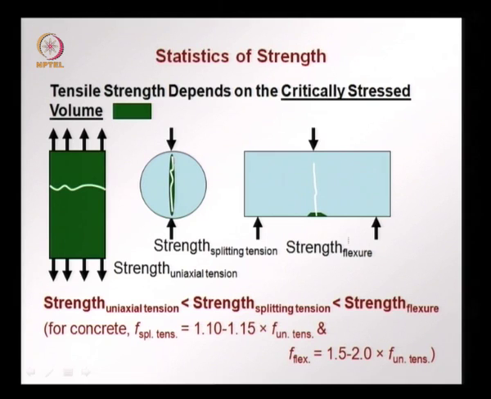So, what we find is this case will give the highest strength, because the critically stressed volume is the least, followed by this, followed by this. And in the case of concrete, this is evident from tests that the splitting tensile strength is about 10 to 15% higher than the uniaxial strength, and the strength from a beam can be 50 to 100% higher than what we get in uniaxial tension. And this is all due to the effect of the size of the critically stressed volume as a function of the loading configuration on the strength.